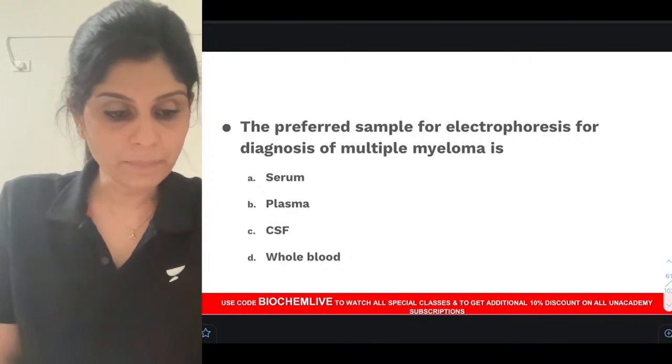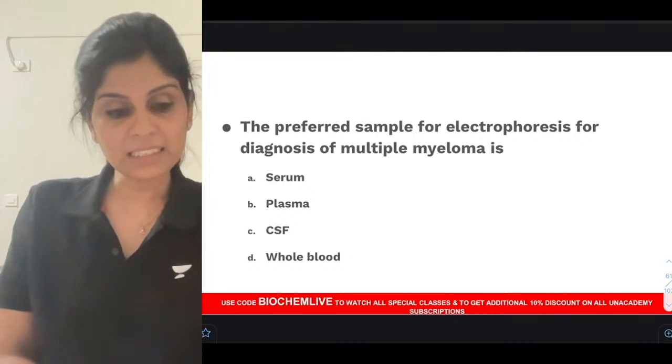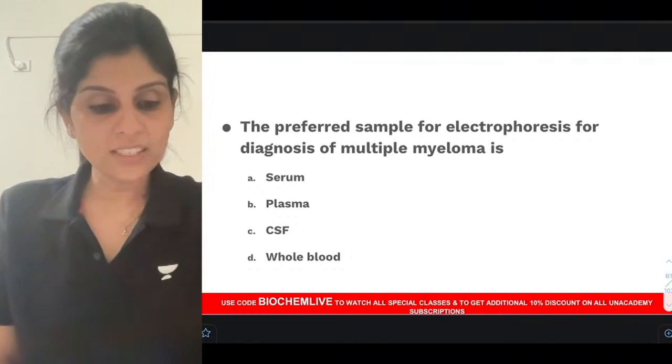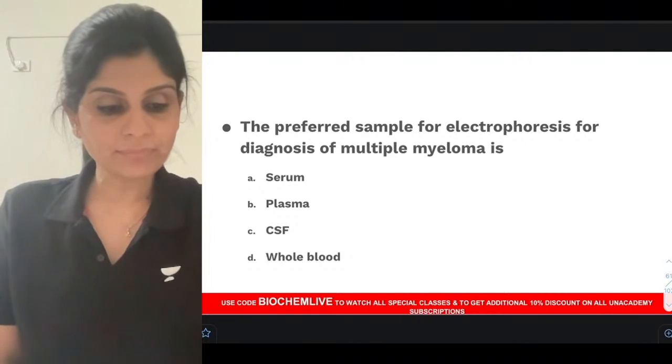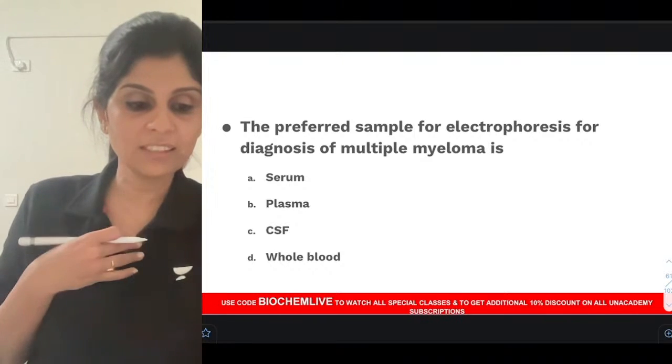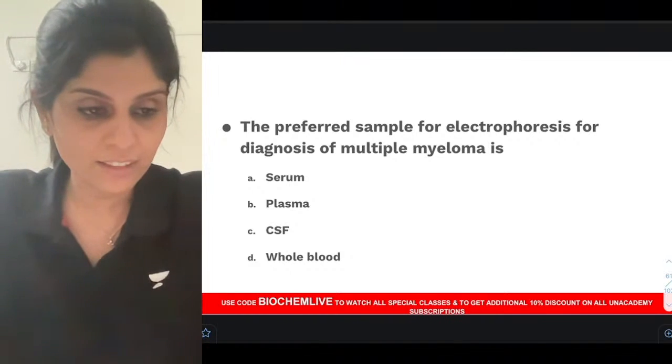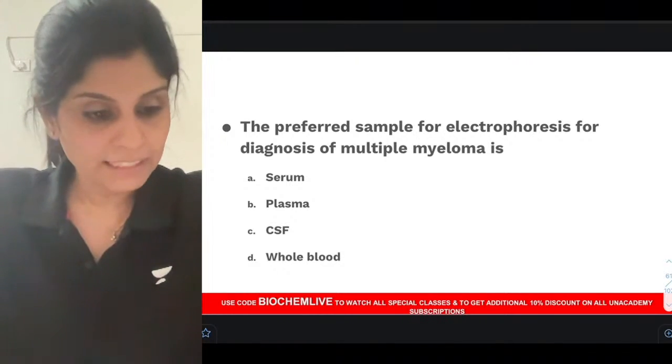Pragya says it's serum. Saurav says it's plasma. Abida Khan says it's plasma. Captain Jack Sparrow also says it's plasma. Beauty Dubey, that's a good name, also says it's plasma.